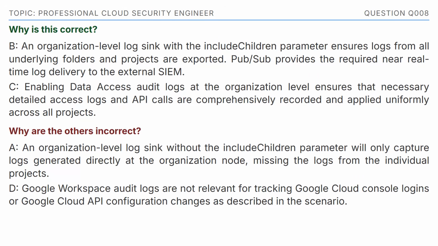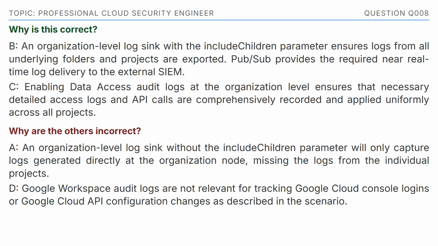Why is this correct? B. An organization-level log sink with the include children parameter ensures logs from all underlying folders and projects are exported. Pub/Sub provides the required near real-time log delivery to the external SIEM. C. Enabling data access audit logs at the organization level ensures that necessary detailed access logs and API calls are comprehensively recorded and applied uniformly across all projects.